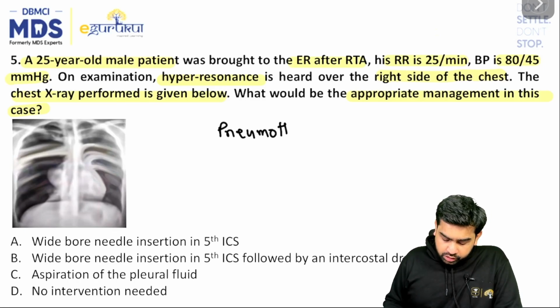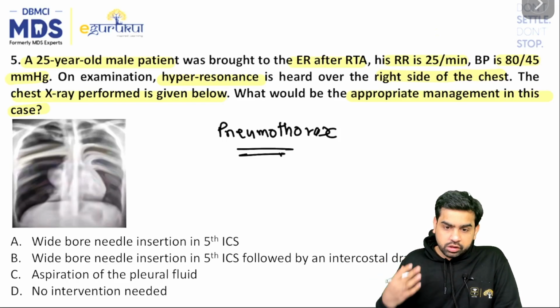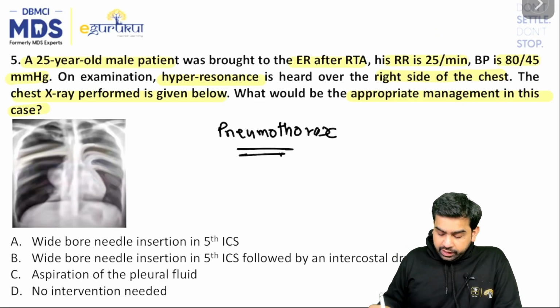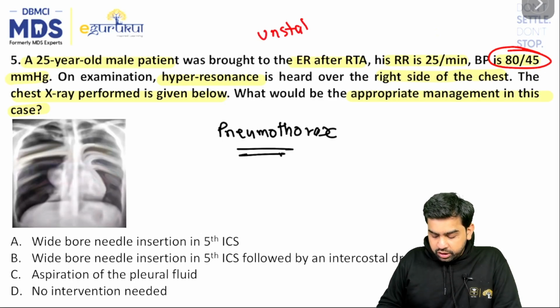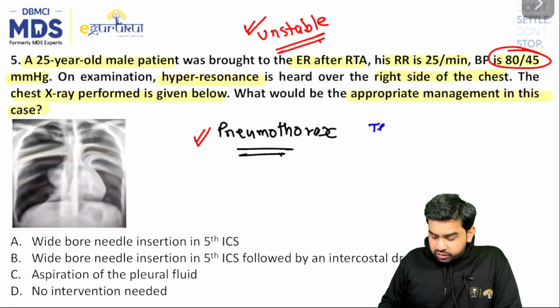What is a pneumothorax? Pneumothorax is a condition where there is air present inside the thoracic cavity. Now over here, if you are able to appreciate that the blood pressure of the patient is 80 by 45 millimeters of mercury, this means that the patient is unstable. So if there is a patient who is having a pneumothorax and the patient is unstable, what do you think of? That the patient is basically suffering from a tension pneumothorax.